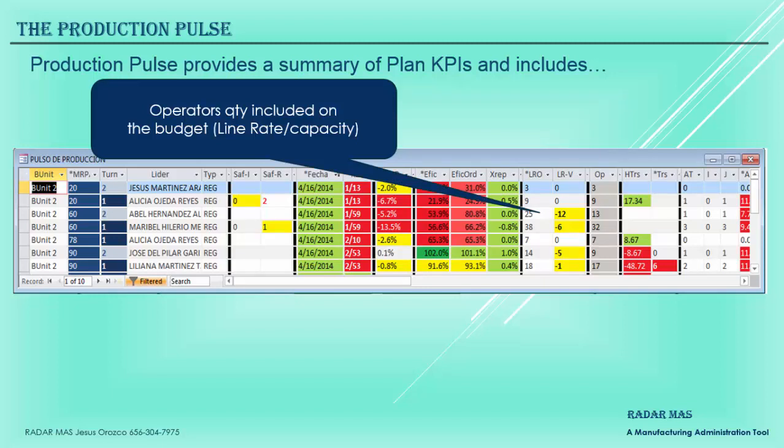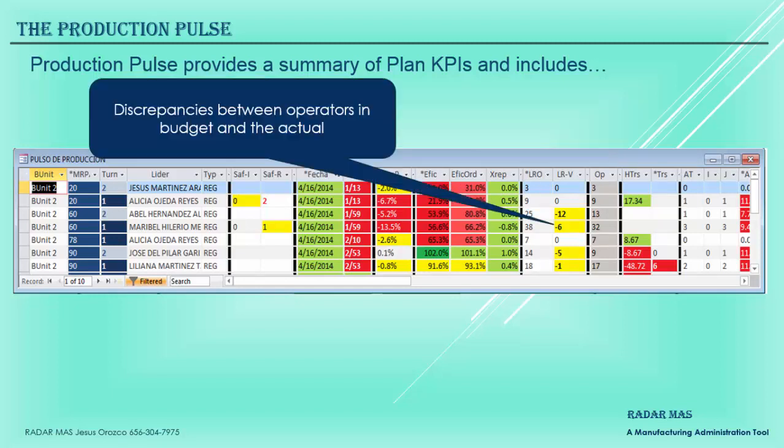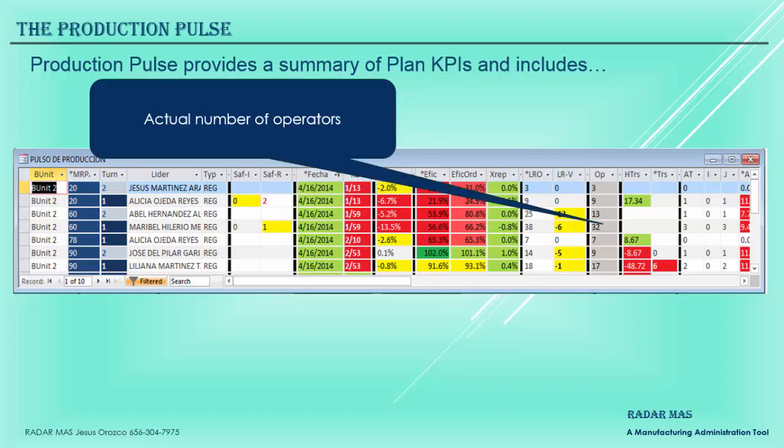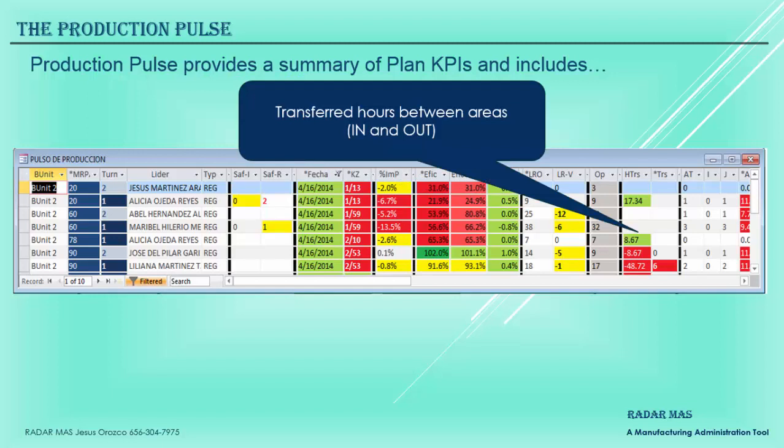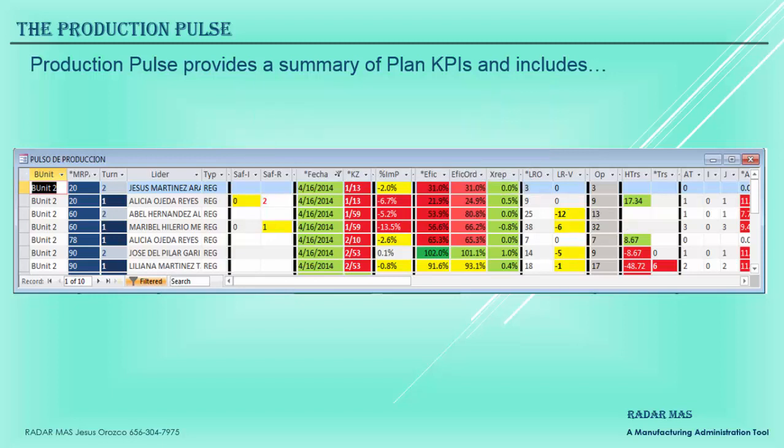the number of operators that were included in the budget, the discrepancy between operators in budget and the actual operators that are on the area, the actual number of operators that were on the official HR list, the number of transfer hours between areas. This is in and out. The ones in green are received and the ones in red are transferred.